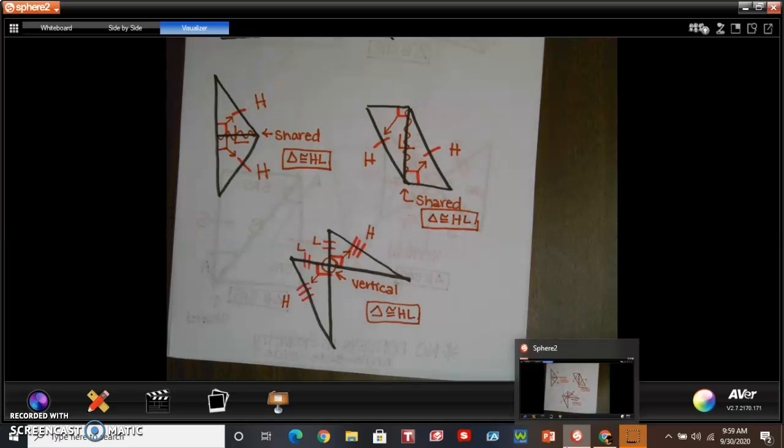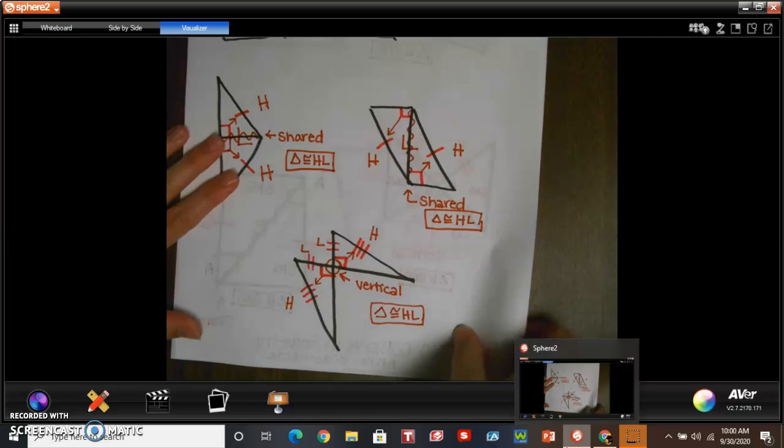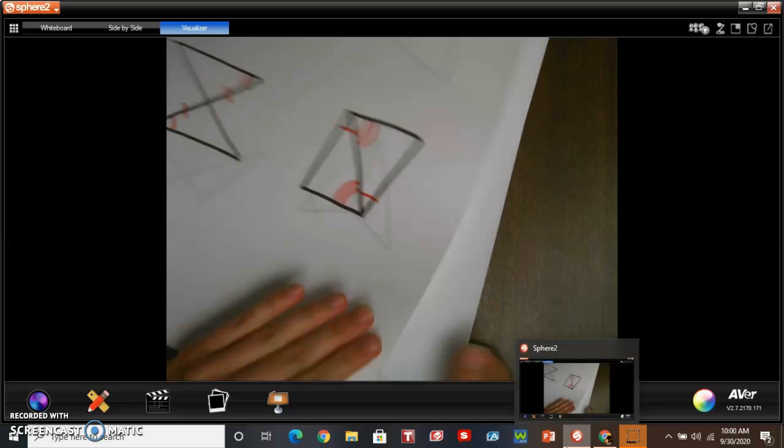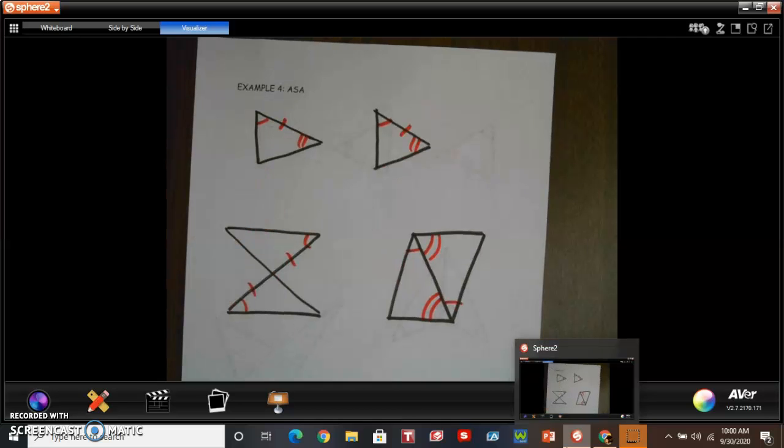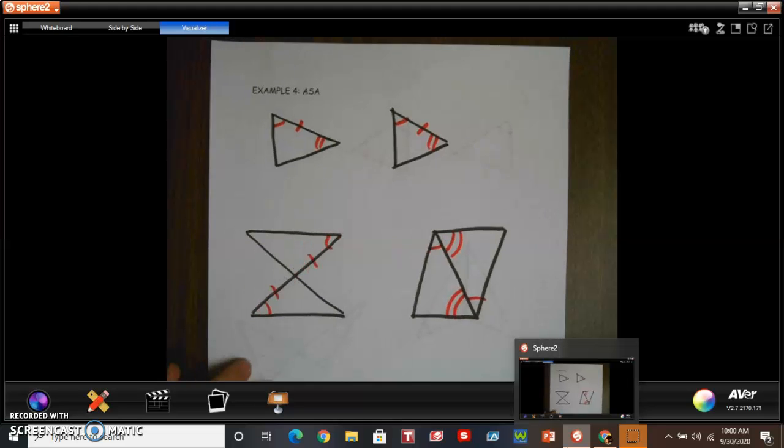And there we go. So that is HL. Remember, this only works for right triangles. Only right. That is it. All right. Next, we have angle, side, angle.